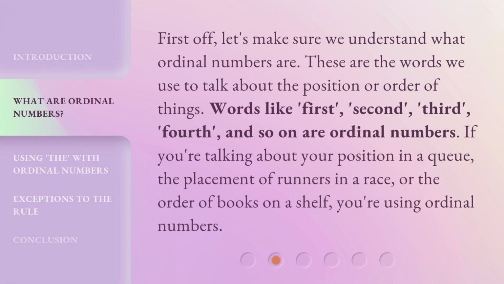First off, let's make sure we understand what ordinal numbers are. These are the words we use to talk about the position or order of things. Words like first, second, third, fourth, and so on are ordinal numbers. If you're talking about your position in a queue, the placement of runners in a race, or the order of books on a shelf, you're using ordinal numbers.